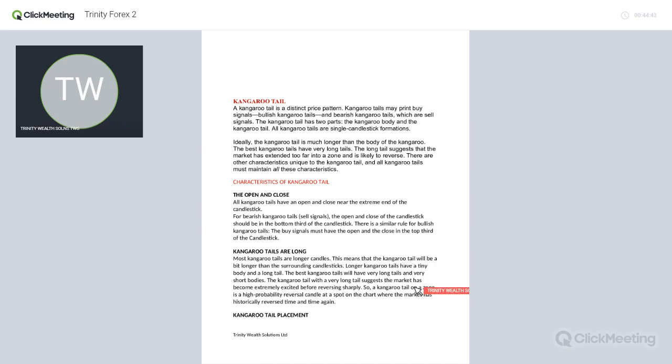So for bearish kangaroo tails, that is the sell signals, the open and close of the candlestick should be in the bottom third of the candlestick. That's just an elaboration of the first point. There is a similar rule for bullish kangaroo tails. The buy signals must have the open and the close in the top third of the candlestick.